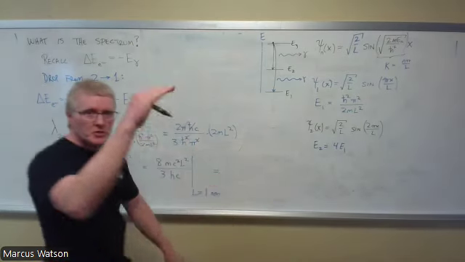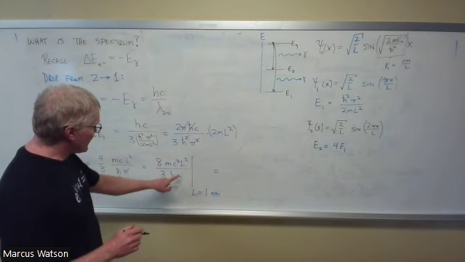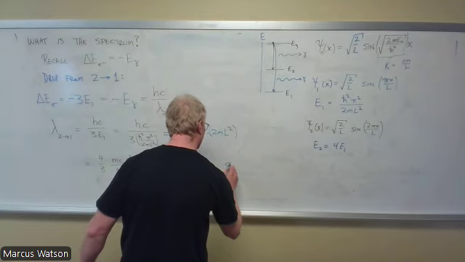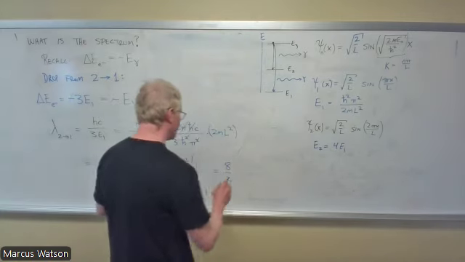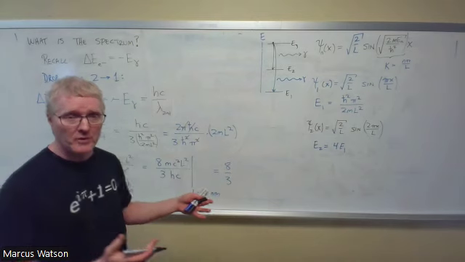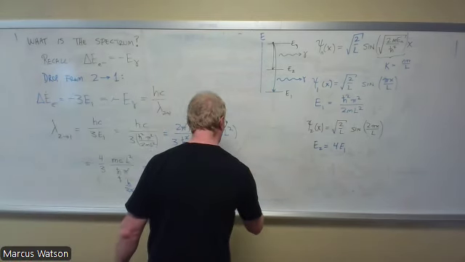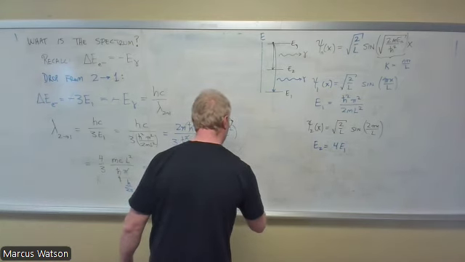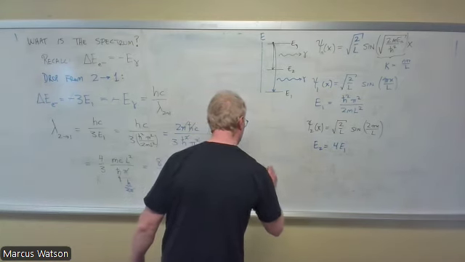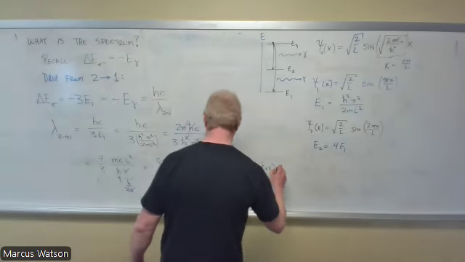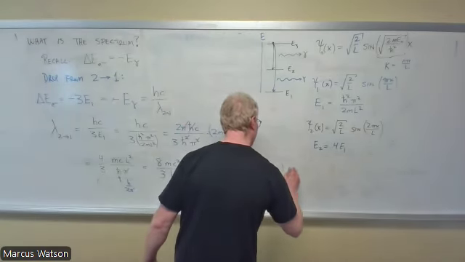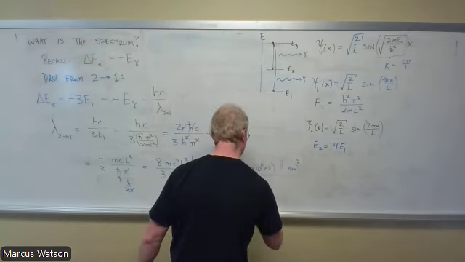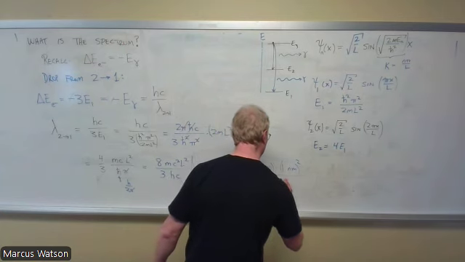The wavelength of the 2 to 1 transition then is, this is 1 nanometer squared. This is going to be 8/3 mc squared. This is an electron dropping, so it's 0.511 MeV. So I just have to do 0.511 times 10 to the 6th electron volts, times 1 nanometer squared. I'm going to divide that by 1240 eV nanometers.